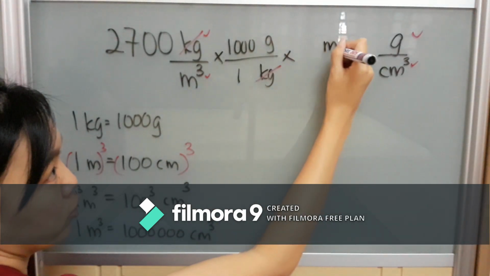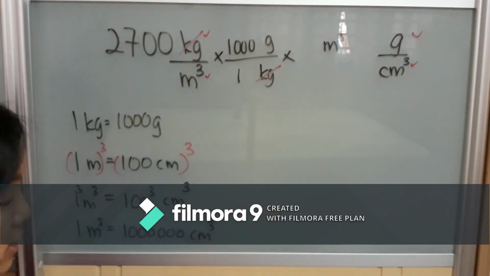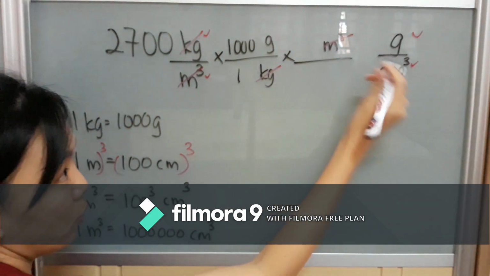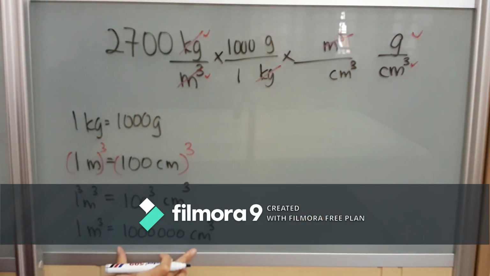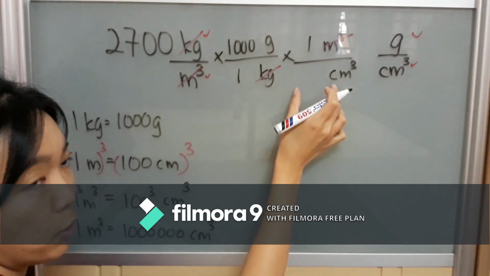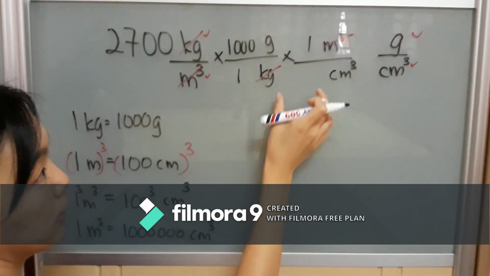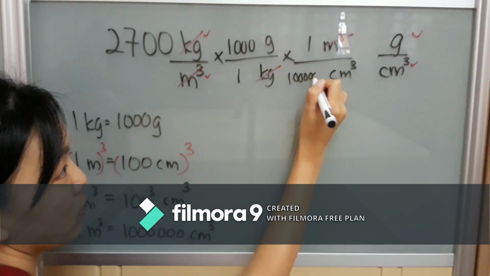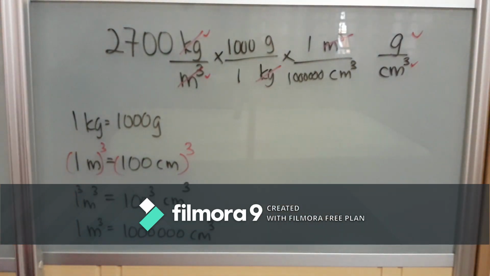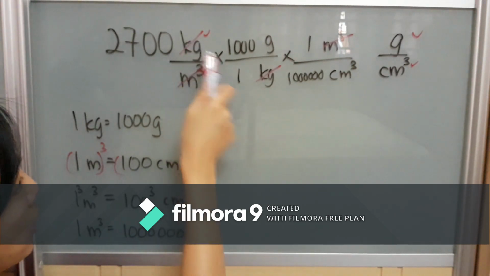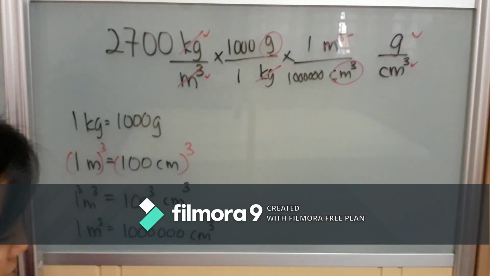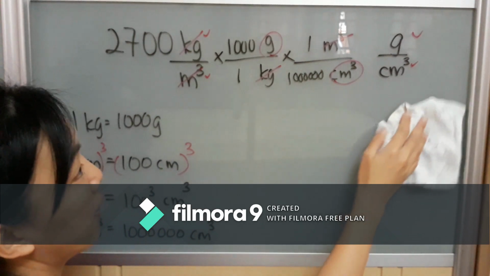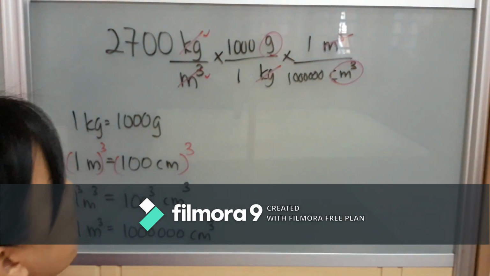Meter cube I have to put on top, because top and bottom I can actually slash them off. So meter cube, and what we want is cm cube. Meter cube, cm cube. I can put 1 million here, 1,000,000 in order to get this. Let's check. Slash, slash, slash, slash. What I'm left with is this and this. Yes, exactly, this is what we want. What is the next step I have to do?